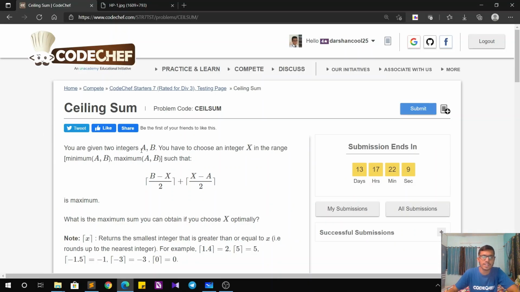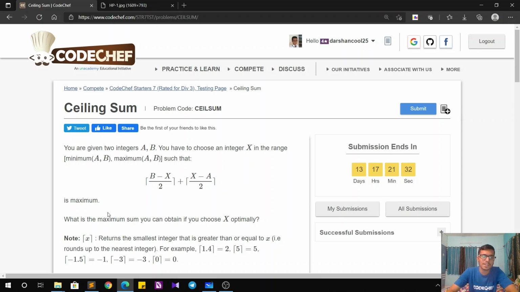We are given two integers a and b, and we have to choose x that lies in the range of minimum of (a, b) to maximum of (a, b) such that the given expression, ceil of (b minus x) divided by 2 plus ceil of (x minus a) divided by 2, should be maximum. So this expression we have to maximize, with x chosen in the given range. We have to answer what is the maximum sum that we can obtain, that is, the maximum value of the expression if x is chosen optimally.